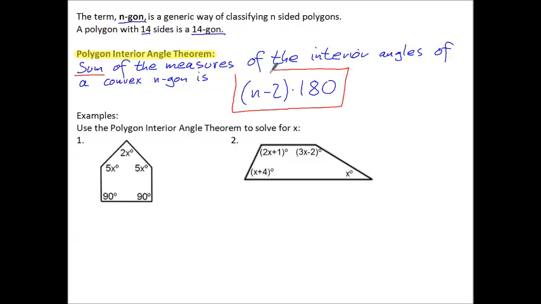Highlighted, this is very important. You need to remember that, and we're going to be using that a lot. Just like in these 2 examples down here, use the polygon interior angle theorem to solve for x. Now, we do have our table, but if we didn't have that table, we would need to do the work ourselves. So we need to start by finding out how many sides this polygon has.